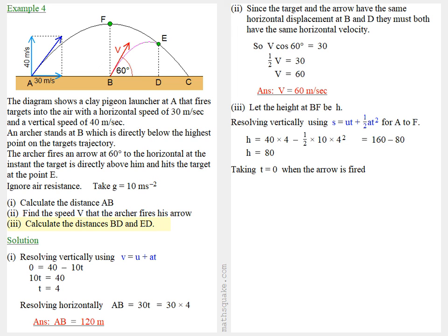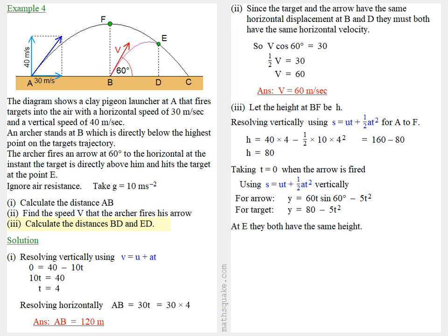Now let's take t as 0 when the arrow is fired, and we'll use s equals ut plus a half at squared vertically. Now for the arrow, its vertical speed is 60 sine 60, and so y is equal to 60t sine 60 minus 5t squared. And for the target, it's got no vertical speed, but it has a height 80. So y will equal 80 minus 5t squared.